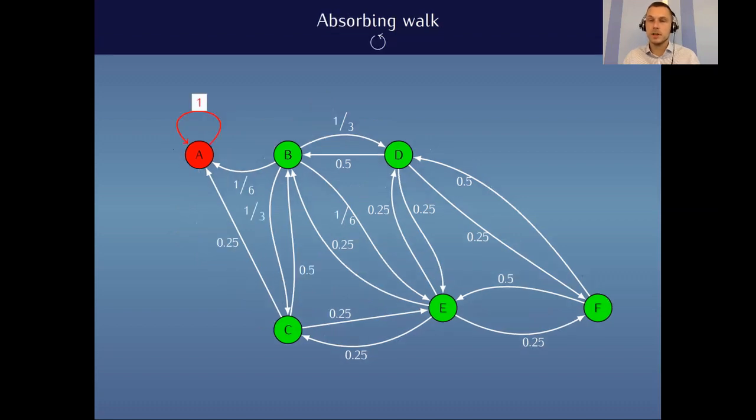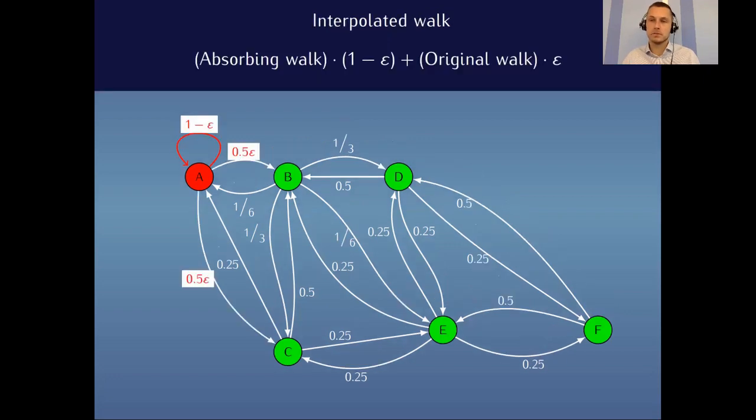And this is usually done by adding a self-loop at the marked element, so that when the random walker reaches the marked state, it stays there with probability 1. This random walk is called the absorbing walk, and it is the actual random walk that is applied by the classical search algorithm. But the quantum algorithm actually uses a fusion of these two walks. It uses the so-called interpolated walk.